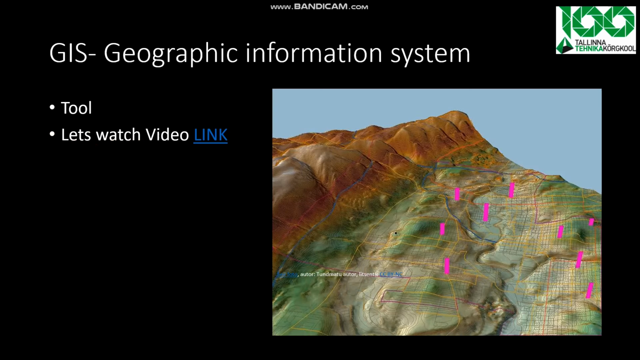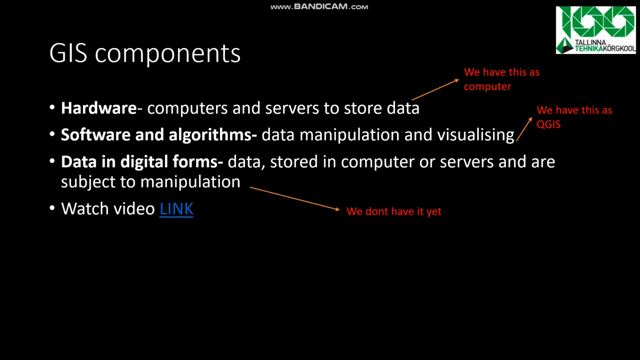There are different tools, of course, and Geographic Information System is one kind of tool. Here's a little video. You can watch it by yourself. And what are the components of GIS? Hardware is computers and servers to store data. We have this on our table or something. We have software and algorithms. This is the second part. And for our project, we use QGIS as the software.